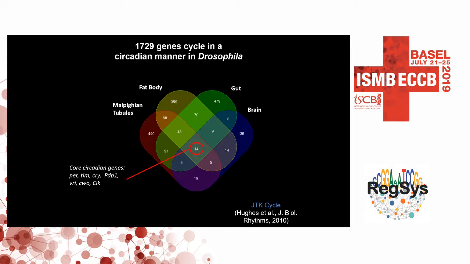So in order to understand this a little bit better, we went back to our reference time set for true circadian gene expression. And using this classical GTK cycle, we found roughly 1,729 genes that cycle in a circadian manner in Drosophila. Many of them only do so in one tissue, as you can see here, for example in the fat body, the gut, the brain. This is the kidney in the Drosophila, the Malpighian tubules, okay? Some of them are shared between tissues, and here you have those. Only 14 seem to cycle in all tissues that we examined, among which are all the known core circadian genes, also validating the approach.